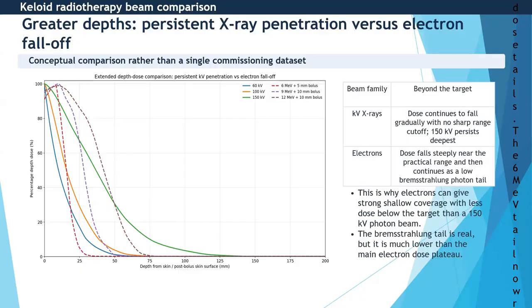So we can't just say the X-ray beam beyond the target, the dose continues to fall gradually with no sharp range cut off. The 150 kV persists deepest. The electrons, the dose falls steeply near the practical range and then continues to this low Bremsstrahlung tail, which I mentioned. And that's why electrons give shallow dose coverage with less dose below the target than a 150 kV beam. And while the Bremsstrahlung tail is real, it's much lower than the main electron plateau.